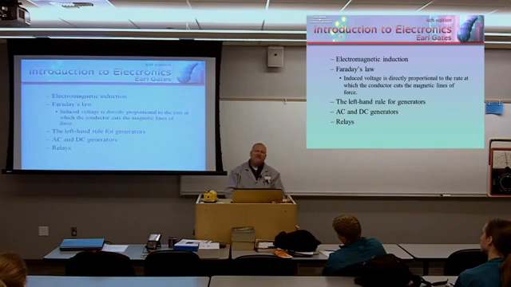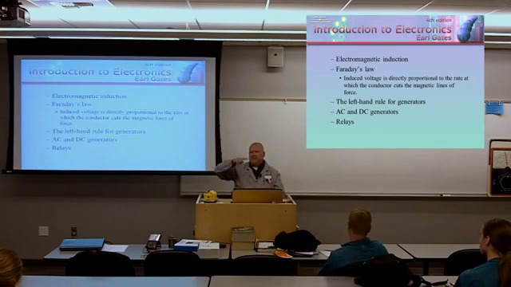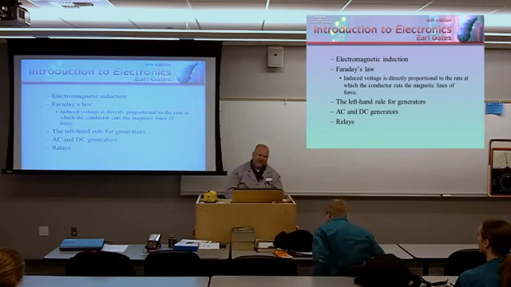We talked about AC and DC generators. Big thing to remember about an AC generator, right? Slip rings. DC generator, commutator. AC generator makes a wave that's half positive, half negative. DC generator makes pulsating positive waves.